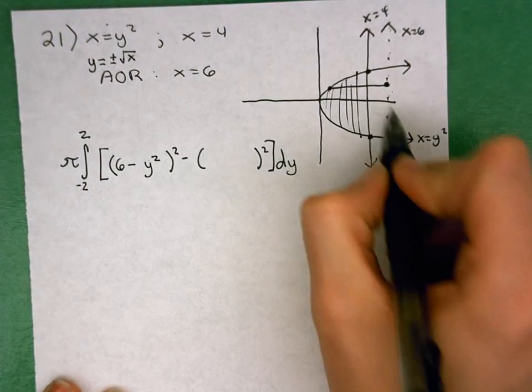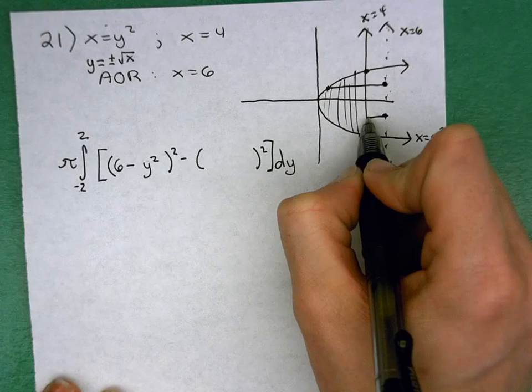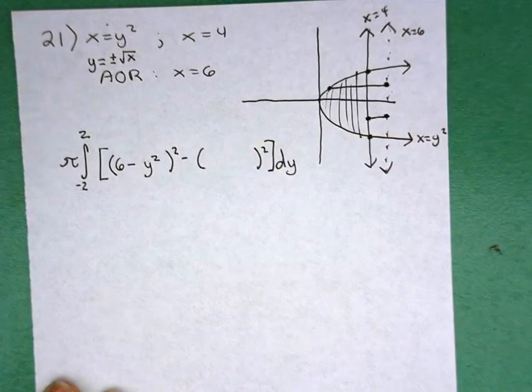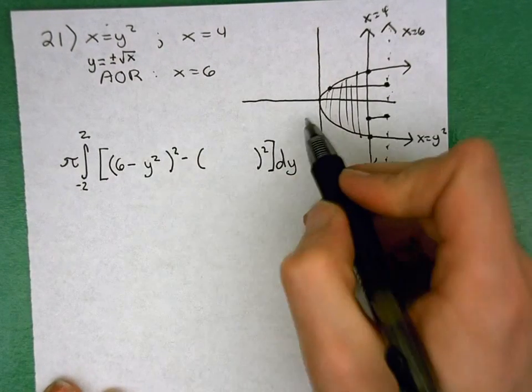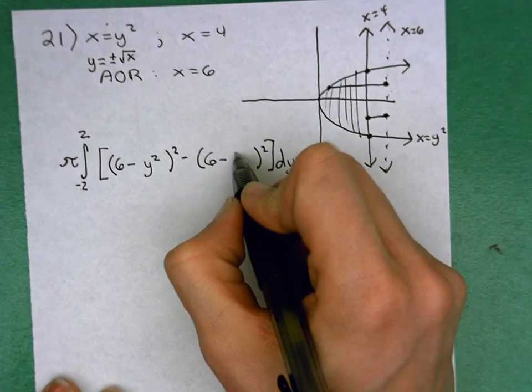Okay. Little r is the distance from the axis of revolution, so you start somewhere on the axis of revolution and go to the closest point of our shaded region. And then upper minus lower. Upper is at x equals 6, lower is at 4.